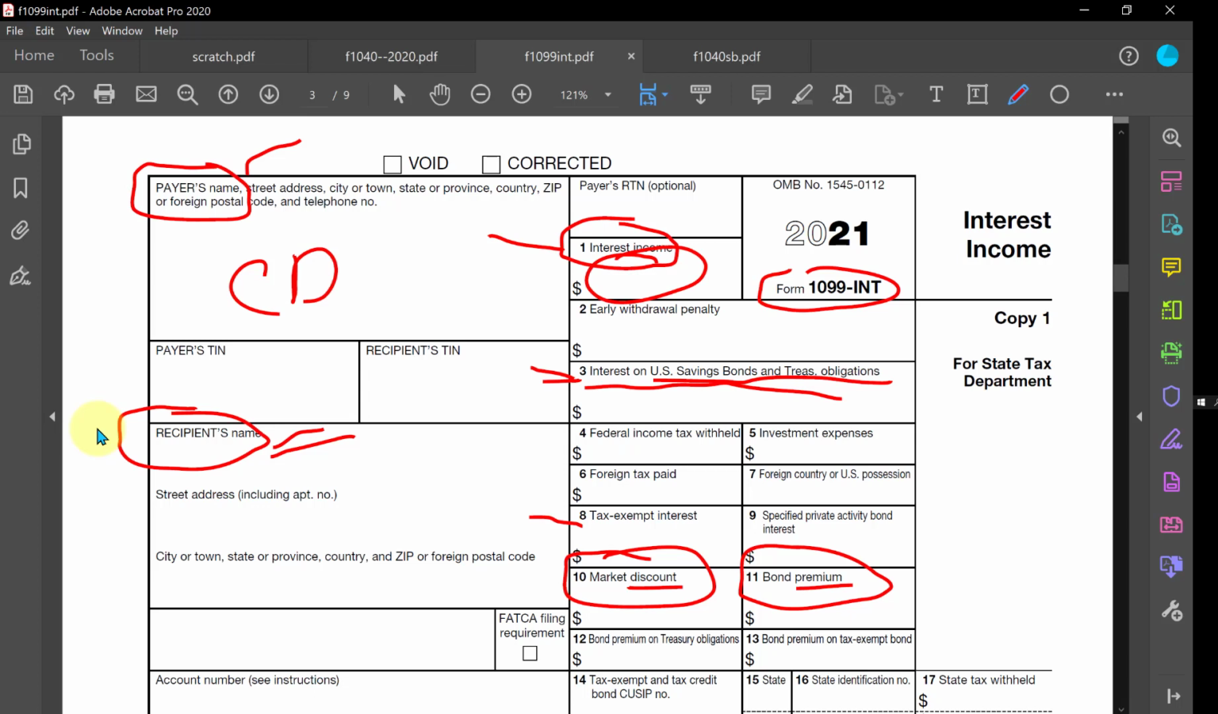If you have to wait more than a year to collect the interest, then you may need to report the interest that you earn by having collected at the end of each year.